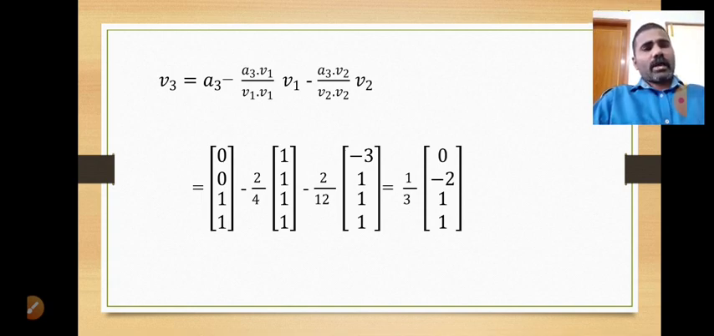After simplifying and adding all these vectors, we will get V3 with 1 by 3 as common. Here it is 1 by 2, here it is 1 by 6. 1 by 3 is common. It is 1 by 3 into (0 minus 2 1 1). And here also, for easier calculations, we may omit this 1 by 3. We may take V3 simply as (0 minus 2 1 1).